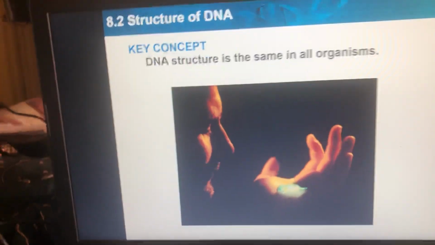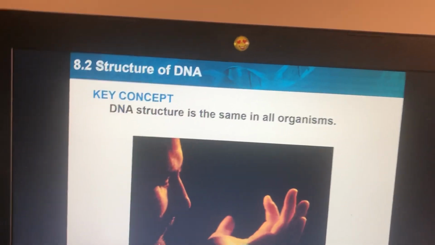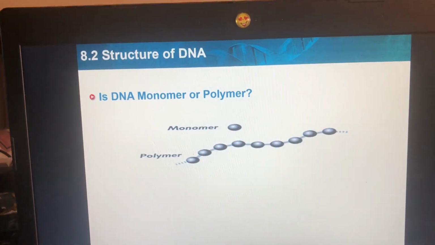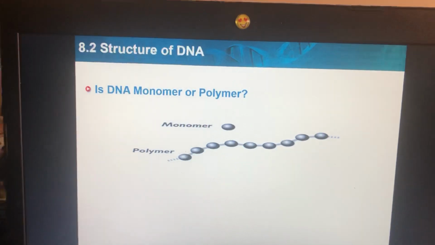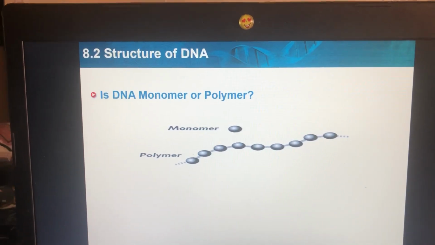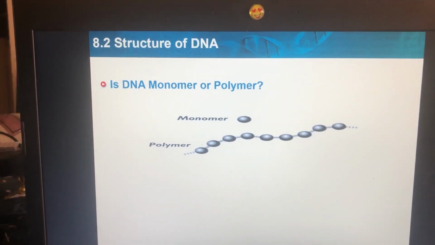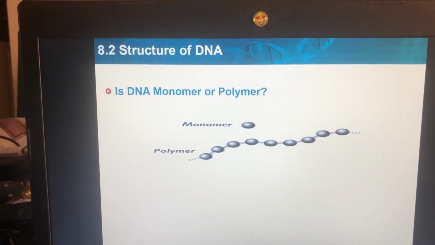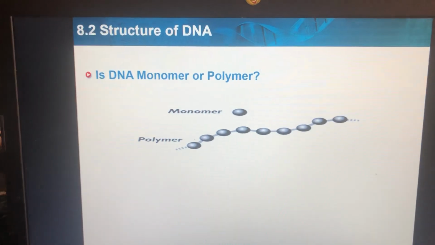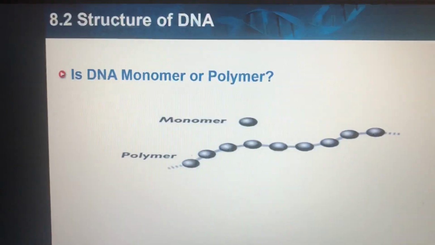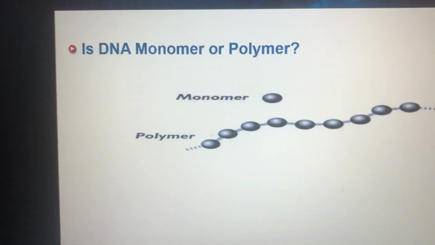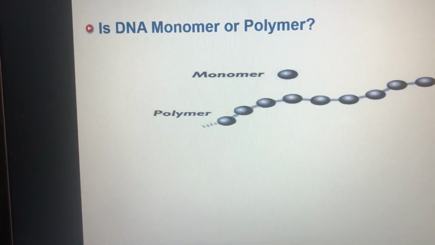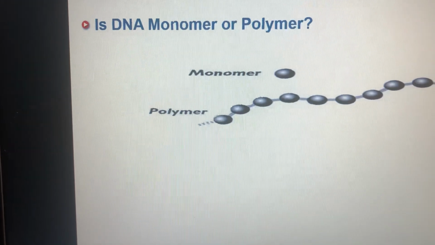First of all, if I asked you, do you think the DNA is a monomer or a polymer? Do you know first what the meaning of monomer is? A monomer is a small molecule or small subunit that can join two others to form a longer chain. Look at this small ball. This is the monomer, one subunit that can connect two others to form a polymer.